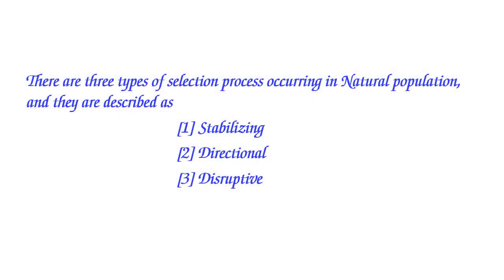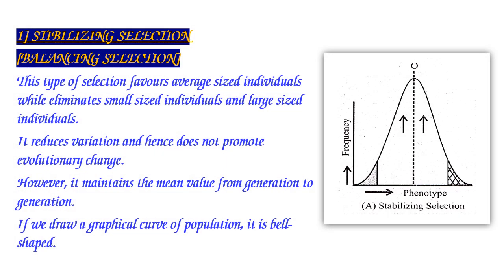There are three types of selection process occurring in natural populations, and they are described as stabilizing, directional, and disruptive selection. Let's discuss stabilizing selection first. It is also considered a balancing selection.